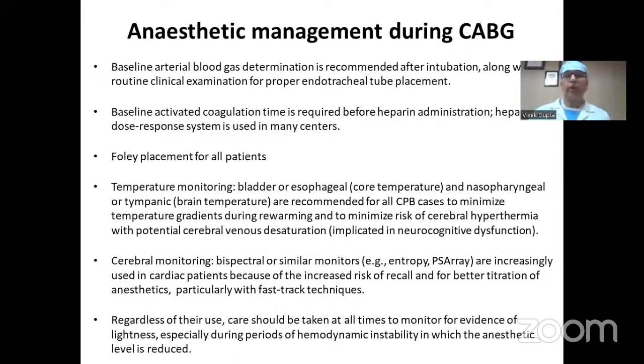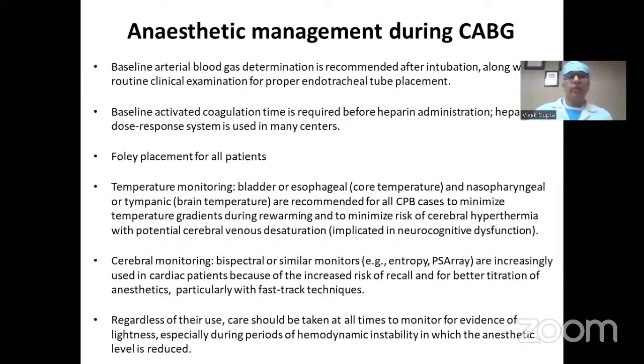How do we manage the anesthesia during CABG? We take a baseline arterial blood gas before intubation or induction of anesthesia. Then we induce anesthesia and ensure that we have placed the proper endotracheal tube. We ensure a baseline activated clotting time, which is usually 80 to 120 seconds, which will help guide the heparin doses. A Foley catheter is placed for urine output assessment, and temperature monitoring is done, both core temperature with the use of bladder or esophageal probes, and nasopharyngeal temperature, which will guide us for the brain temperature.